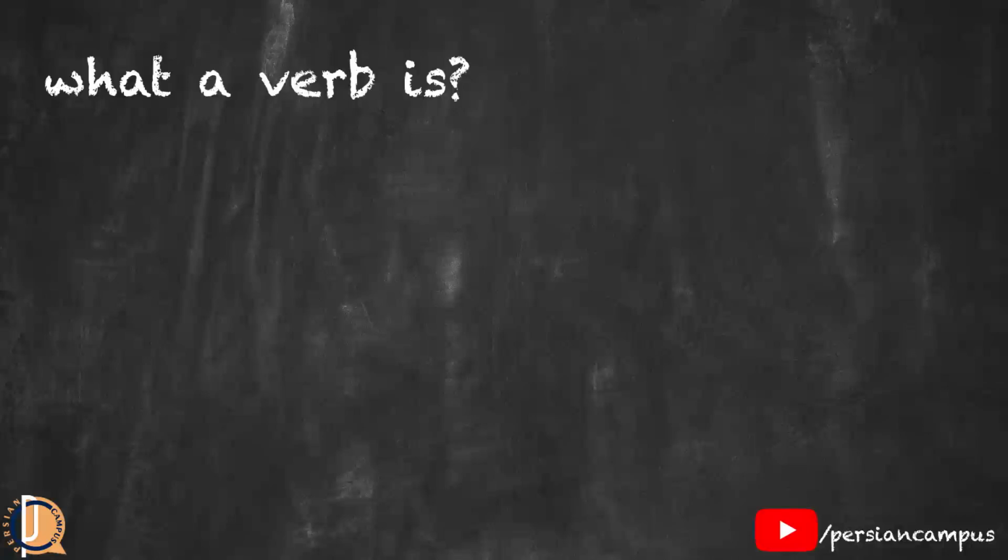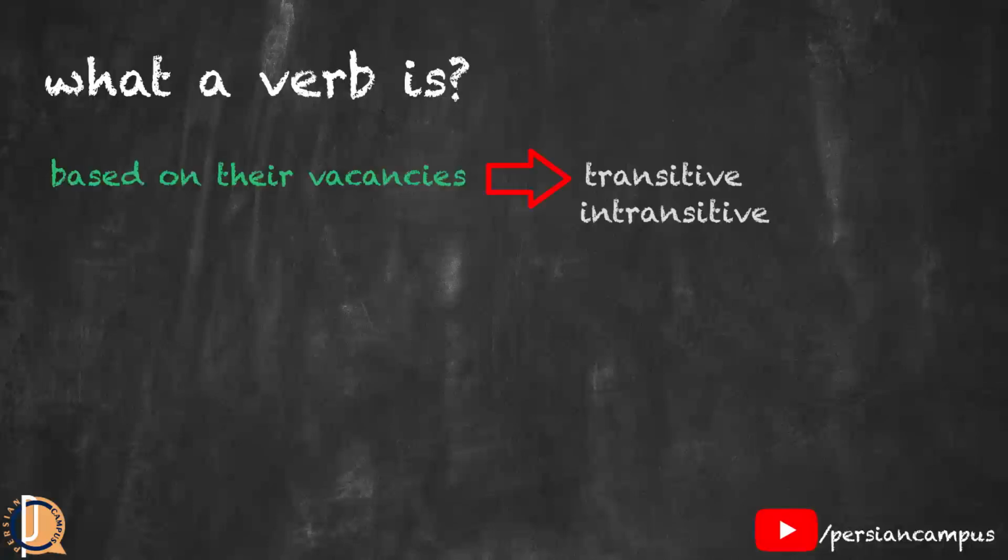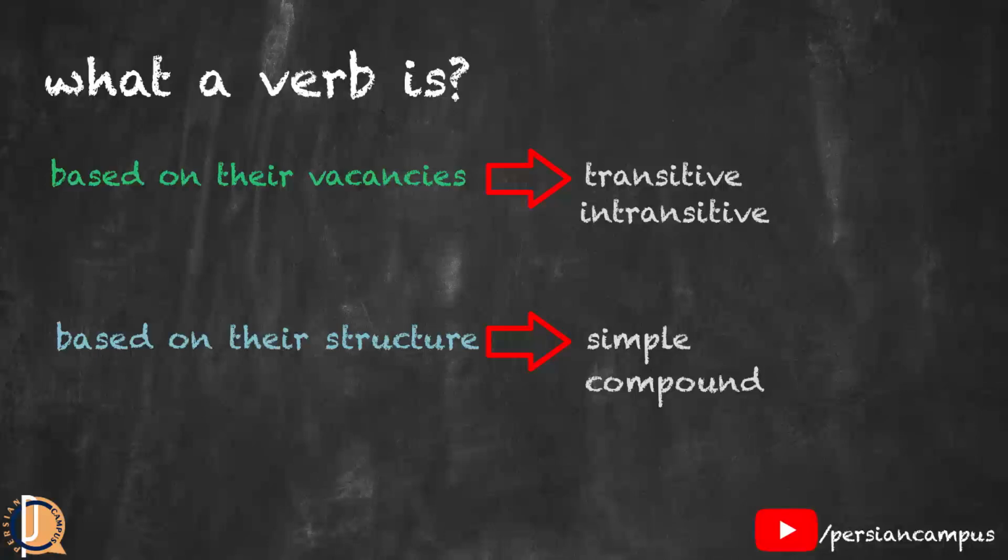Coming to the first part, what a verb is, verbs can be divided from different aspects. If they are categorized based on their valency, that is, how many nouns they need to be meaningful and make a complete sentence, they can be either transitive or intransitive. What they are, we're going to learn more in the following lessons. If they are categorized based on their structure, that is, how many parts they have, they can be simple or compound verbs.